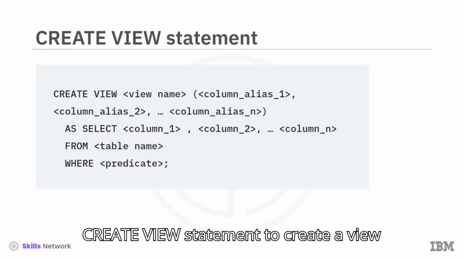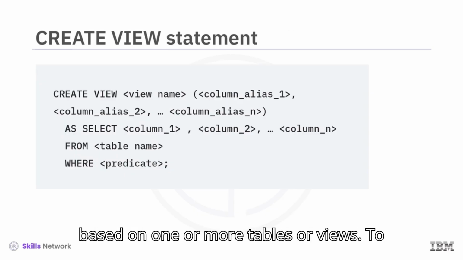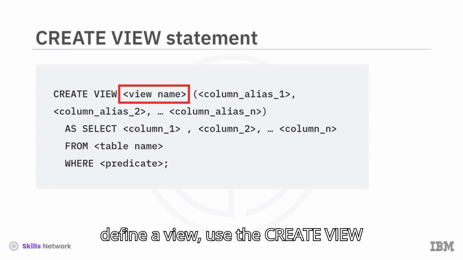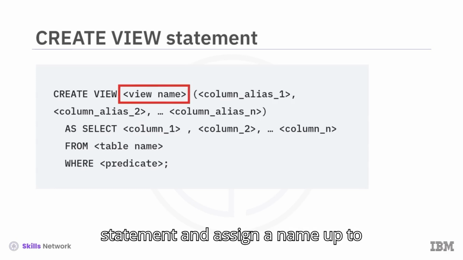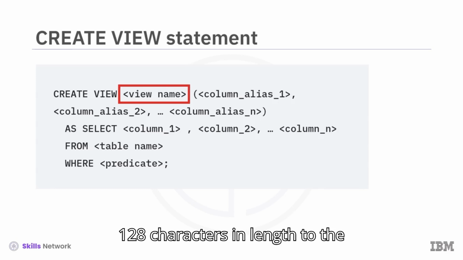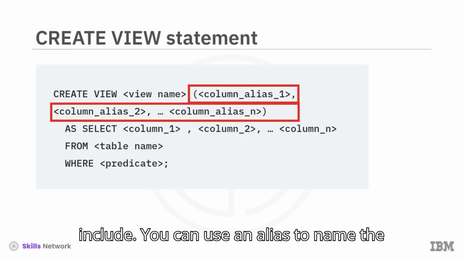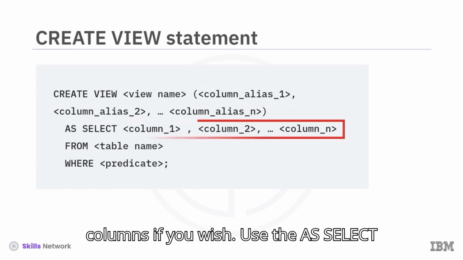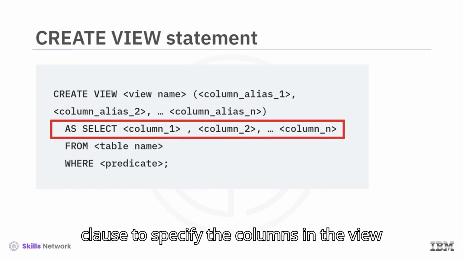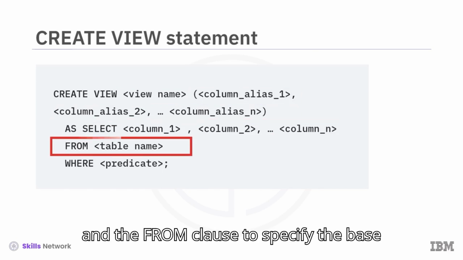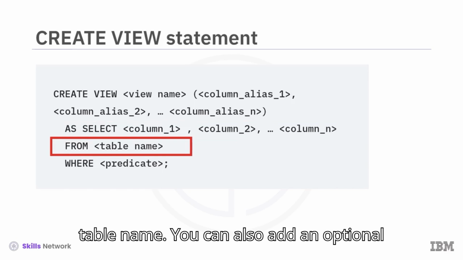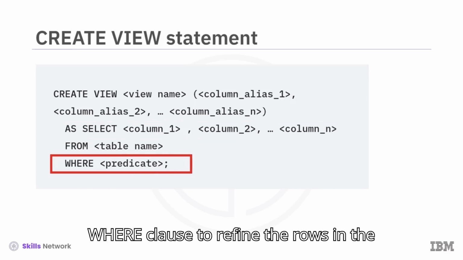You can use the CREATE VIEW statement to create a view based on one or more tables or views. To define a view, use the CREATE VIEW statement and assign a name, up to 128 characters in length, to the view. List the columns that you want to include. You can use an alias to name the columns if you wish. Use the AS SELECT clause to specify the columns in the view, and the FROM clause to specify the base table name. You can also add an optional WHERE clause to refine the rows in the view.